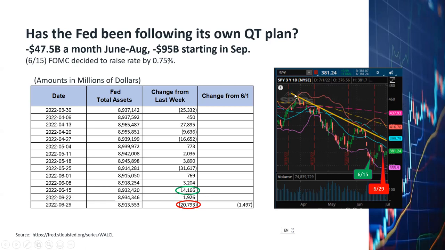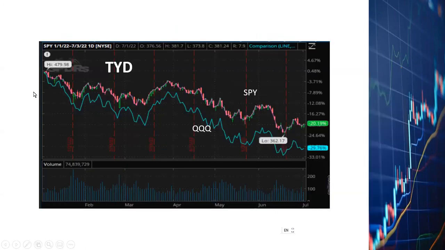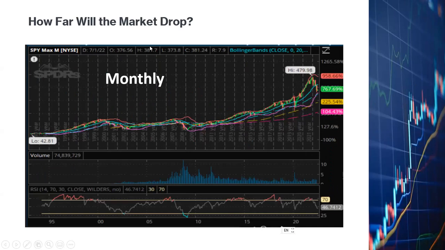But I believe long term, unless inflation gets within acceptable range, the market will continue to go down because the Fed will continue to do quantitative tightening. If you look at year-to-date, SPY, representing the S&P 500, has already come down by 20.19%. QQQ, representing the movement of NASDAQ 100, has gone down even more at 29.76%. Certainly, the market has been going down as the Fed continues to increase interest rates and reduce Fed total assets. So how far would the market drop?